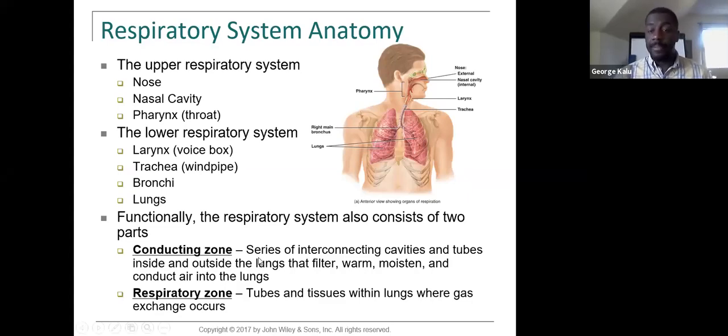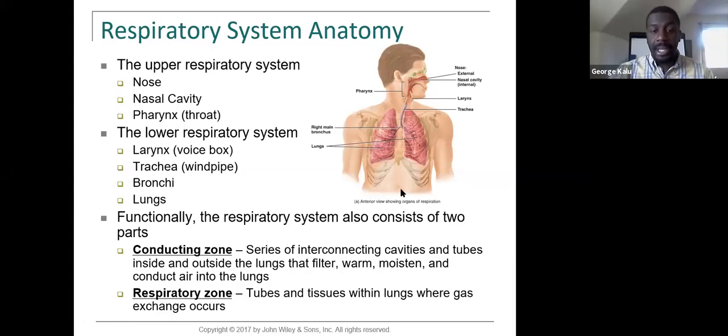And so the main function of the conducting zone is to just move air from the outside of the body into the lungs. There's no gas exchange really happening here. It's just moving air from point A to point B. So it's going to be involved with conducting air, and it's also going to help with filtering some of that air, warming the air, and then moistening the air as well.